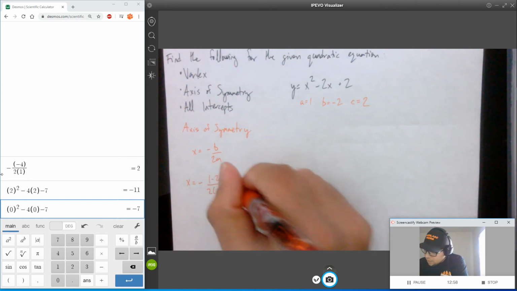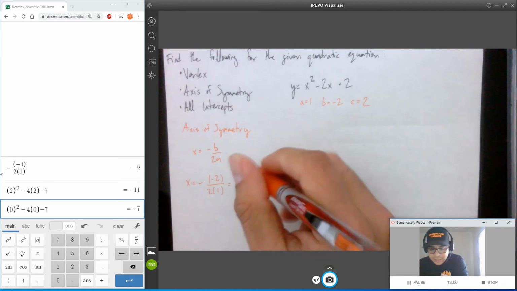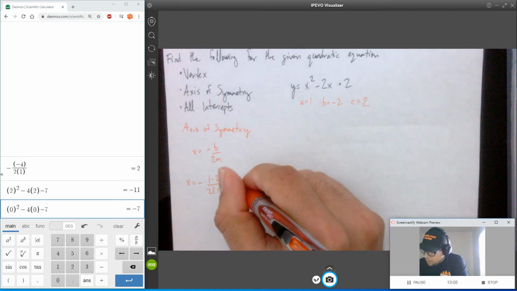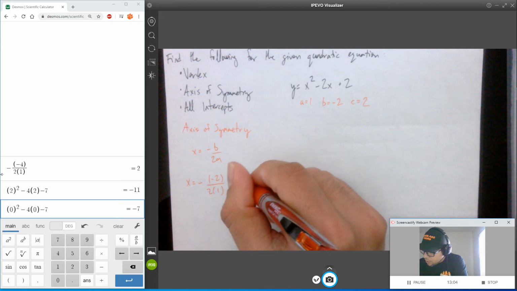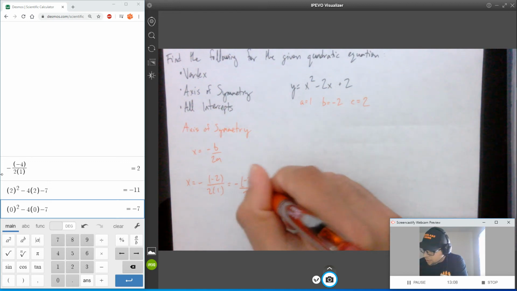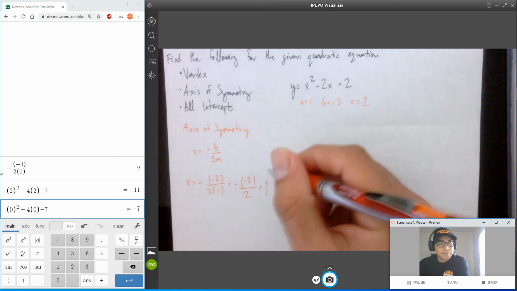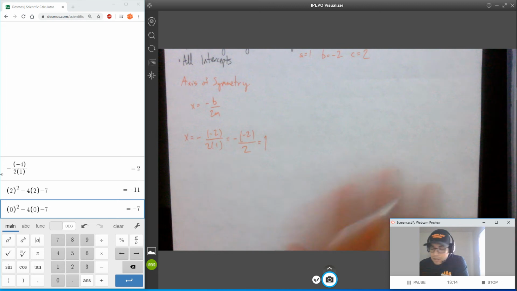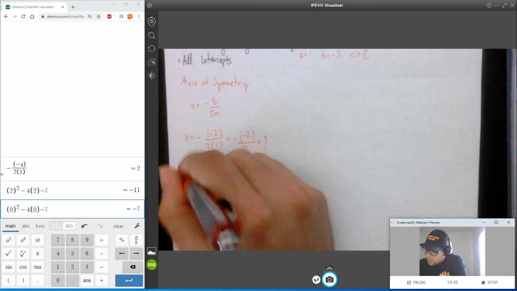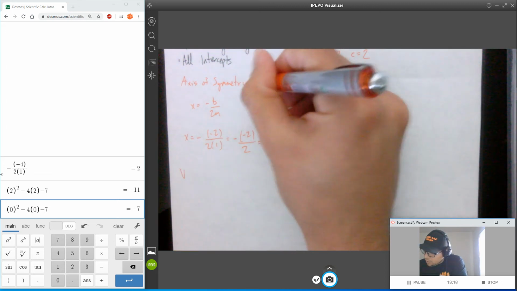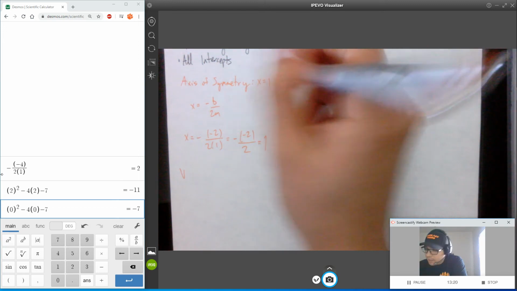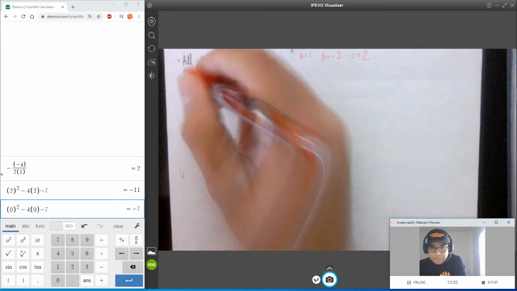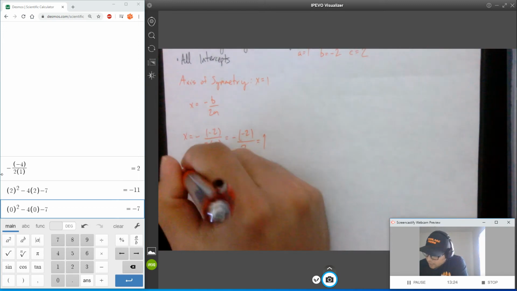And if you enter this into your handy dandy calculator, you'll see that this is equal to, I'm going to do one more step, negative 2 over 2, which will be equal to positive 1. Next, we're going to find our vertex. x is equal to 1 is my axis of symmetry right there. Bam.